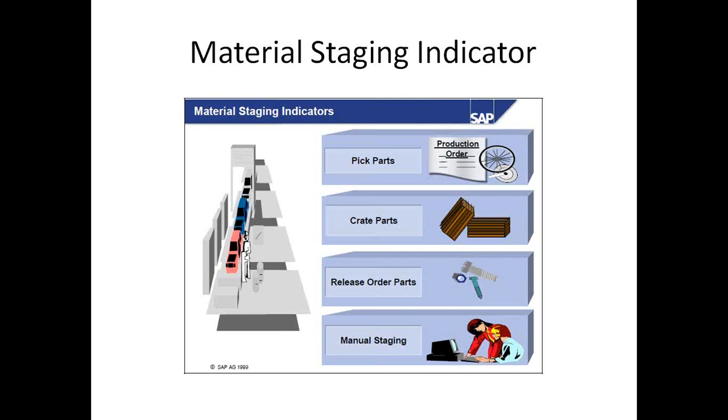The system will generate it if you maintain this crate part, and again the material will be picked and transferred from the warehouse and kept in this crate part. And the third type is release order part. Release order parts are nothing but a grouping of all the released production orders. The system will search for all the released production orders and generate the requirement for them. And this is a manual staging process. We create it manually, stage manually, and then keep that in a staging area.